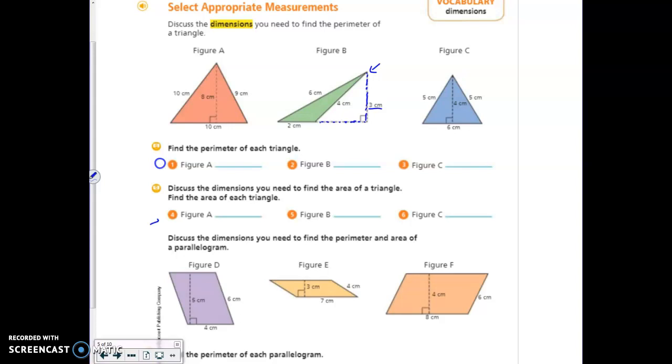But when we are talking perimeter, so problem number 2 here, that 3 means nothing. It is not part of the shape itself. And to find the perimeter again, we're simply going to add the 3 sides of this triangle together. So 6 plus 4 plus 2. So the perimeter of figure B is 12 centimeters. All right, and again, that's 6 plus 4 is 10, plus 2 is 12. We don't need to use the 3. It is not part of the shape itself.